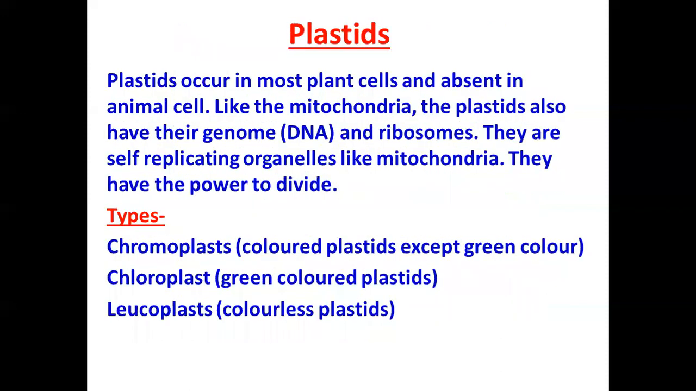Next is plastids. This is yet another very important cell organelle, which generally occurs in most plant cells and is absent in animal cells.